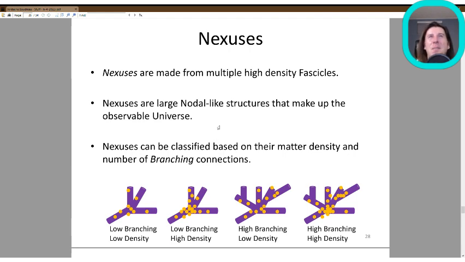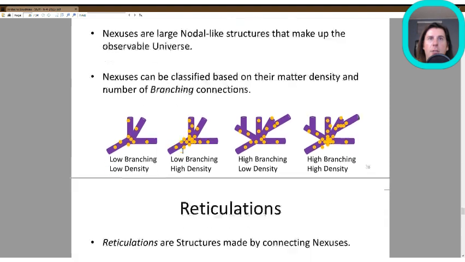Nexuses are made from multiple high density fascicles. Nexuses are large nodal-like structures that make up the observable universe. Nexuses can be classified based on their matter density and number of branching connections. So just like the nodes, there's low branching, low density to high branching, high density, and the two intermixable combinations of the two.